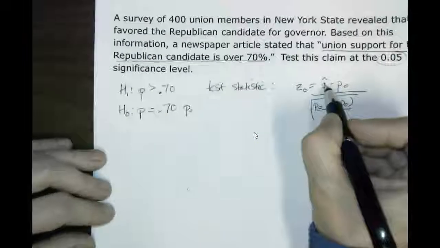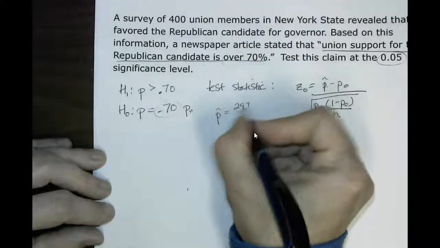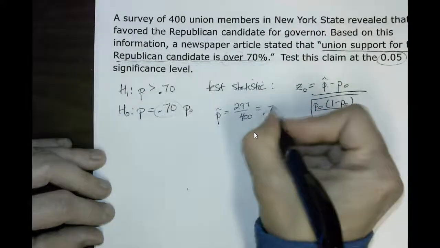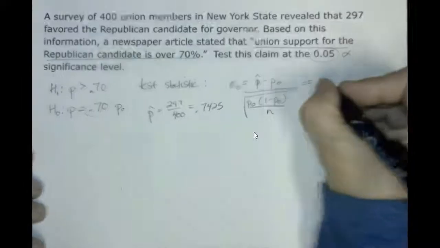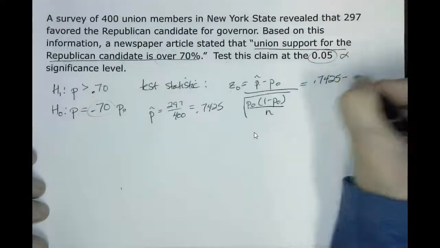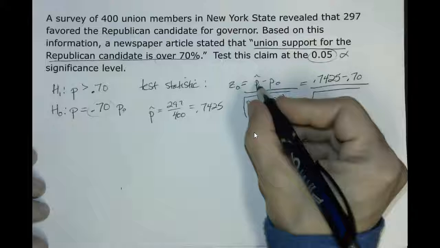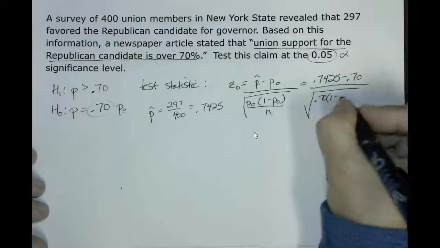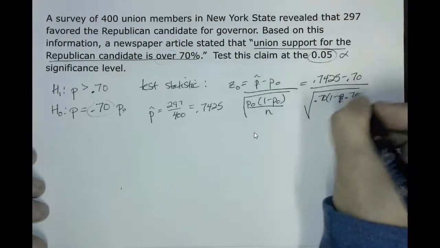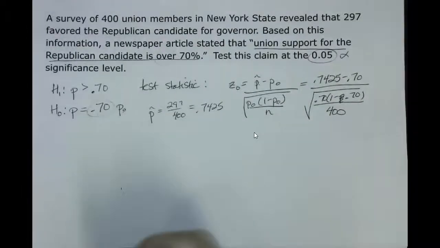The p hat comes from your sample data. So that would be, again, the 297 over 400. So we're going to plug all of those things in here. Notice that the p hat only goes into here once. The p0 shows up 3 times. And you also have to put the n in there. Okay, so then we would just calculate this out.